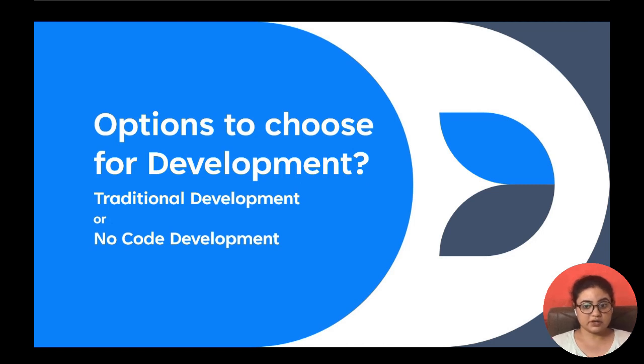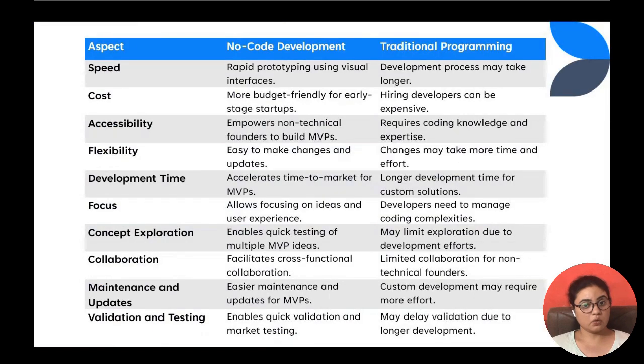Why should you choose no-code development over traditional programming? Because of speed, cost, accessibility, flexibility, development time, focus, concept exploration, collaboration, maintenance updates, and validation and testing. On all these aspects, no-code proves a more viable approach than traditional programming, especially for creating an MVP. I have shared this table for your reference. Rapid prototyping is needed using a visual interface. It is much easier to make your MVP in less time and launch it in the market in an easy and efficient manner than the traditional programming way.